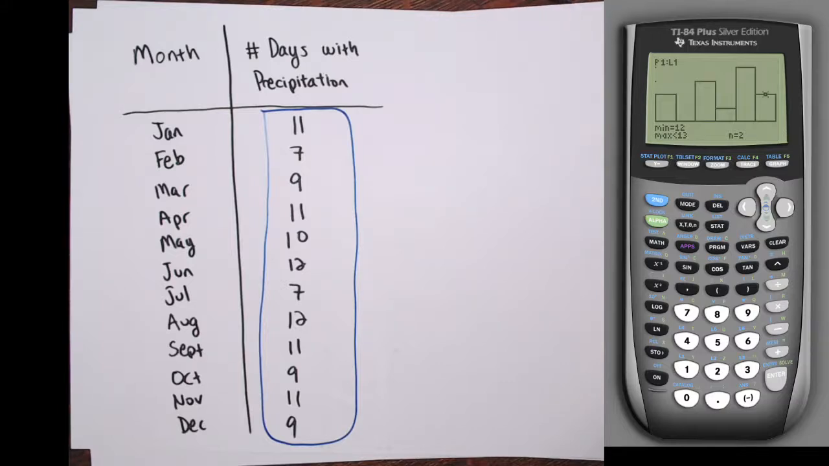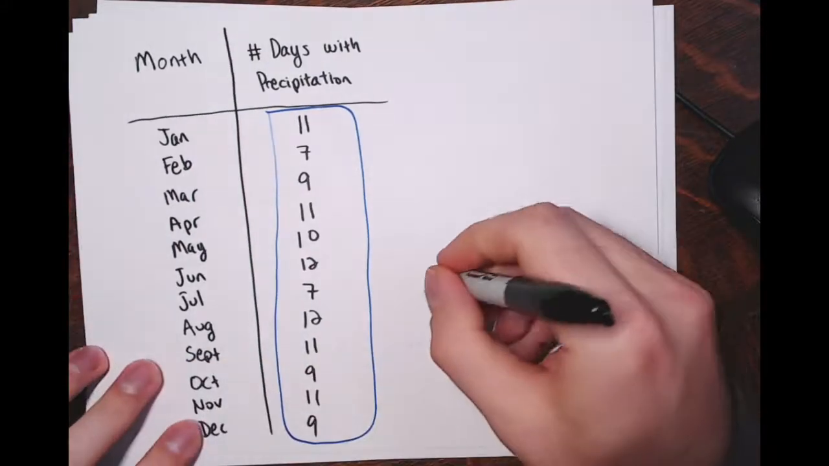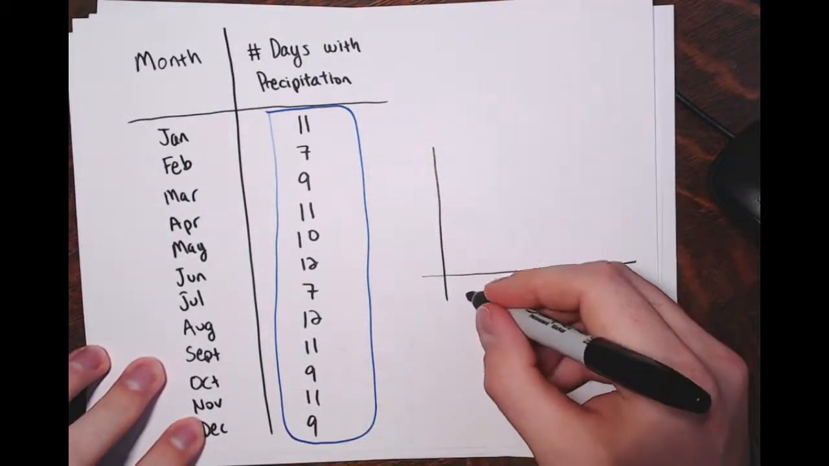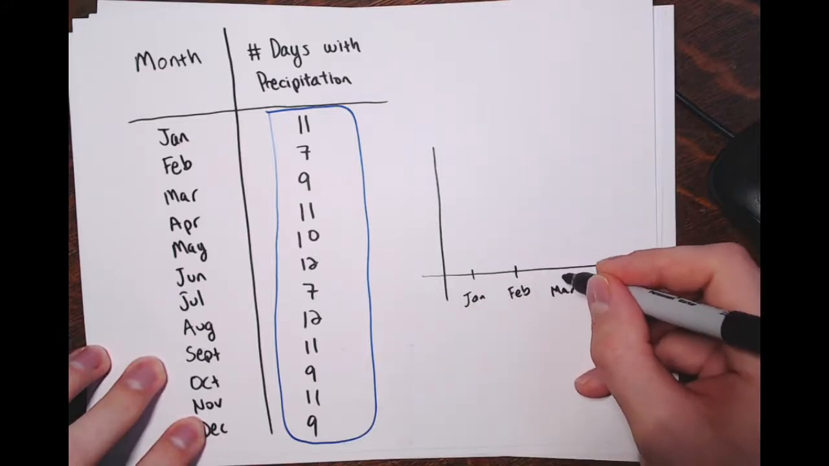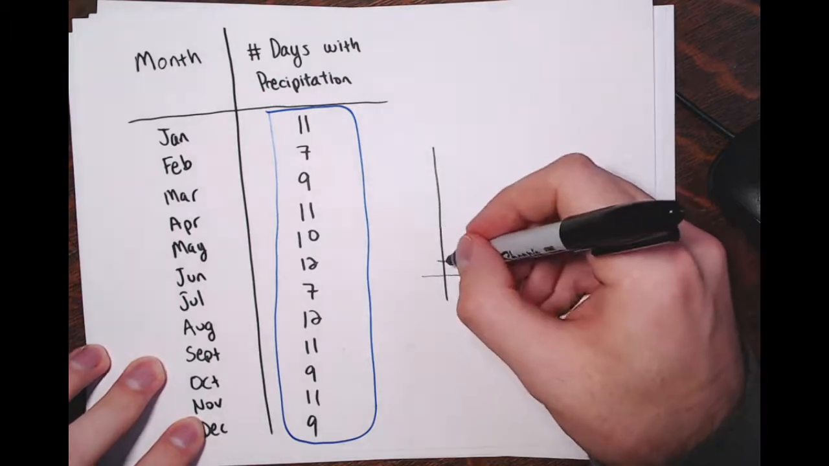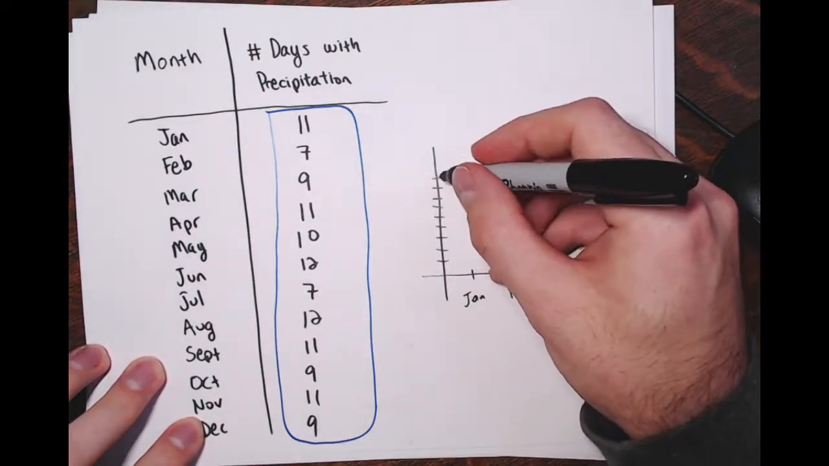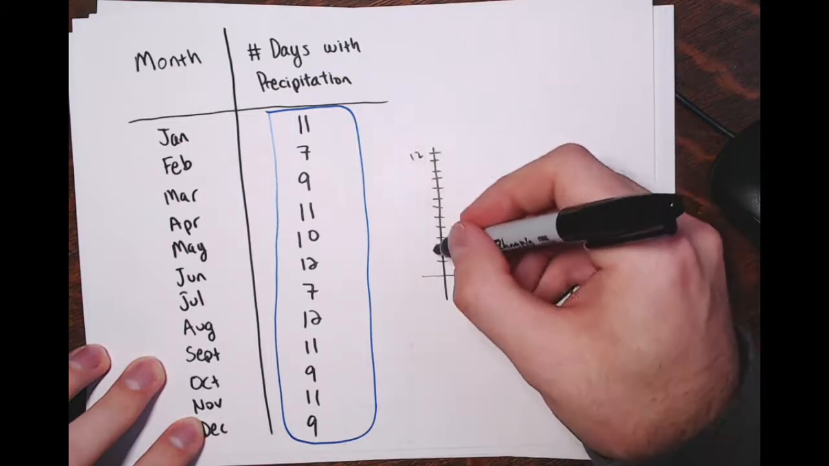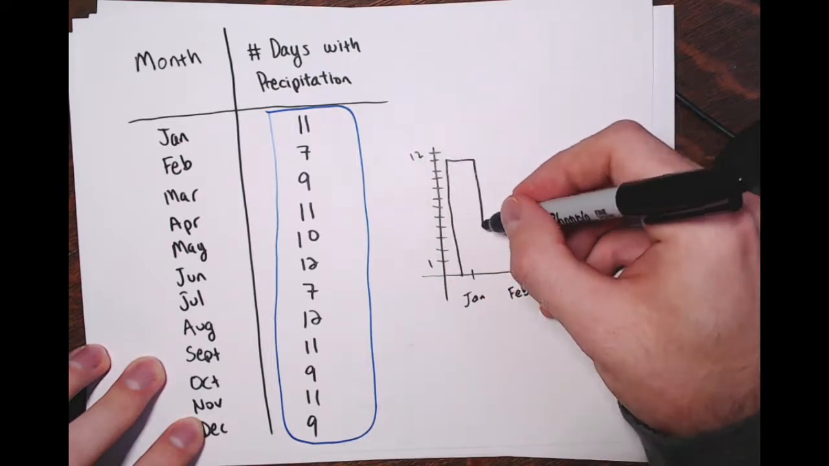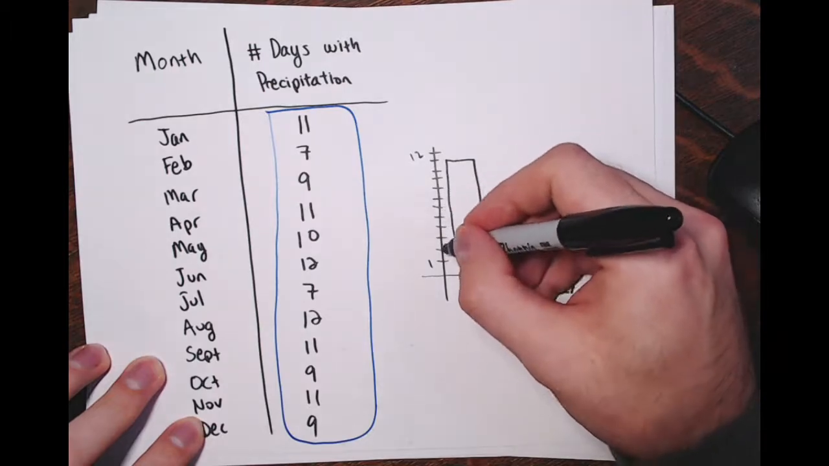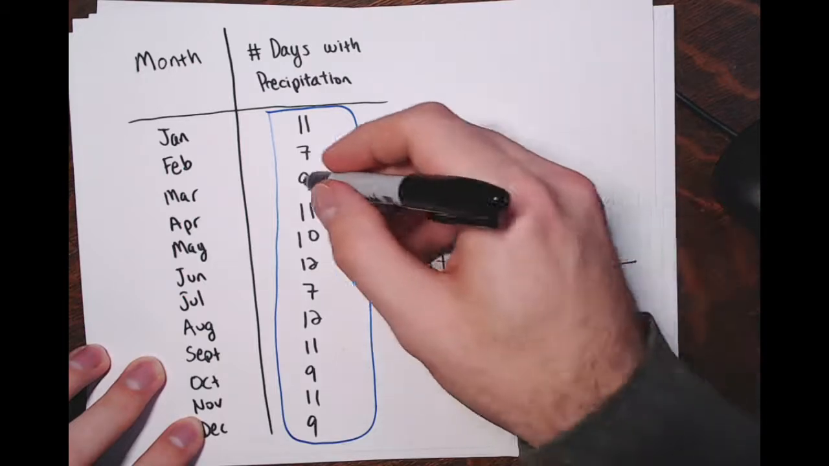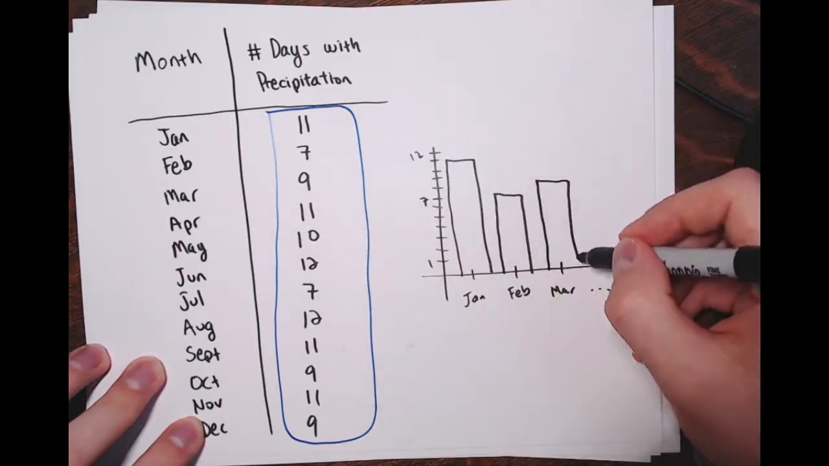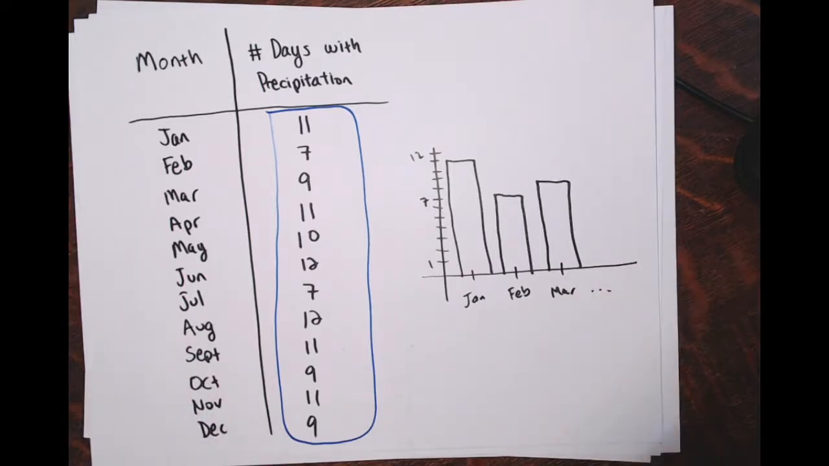Because if I were making this by hand, let me get rid of this calculator bar here. If I were making a bar graph for this by hand, I'd probably make it this way: January, then February, then March, right, and so on. And 1, 2, 3, 4, 5, 6, 7, 8, 9, 10, 11, 12. Right, here's 12, and it's going by ones. And then January has 11, right, and then February has 7. Right, 7, and then March 9 days, right, and so on. That's how I typically make a bar graph.